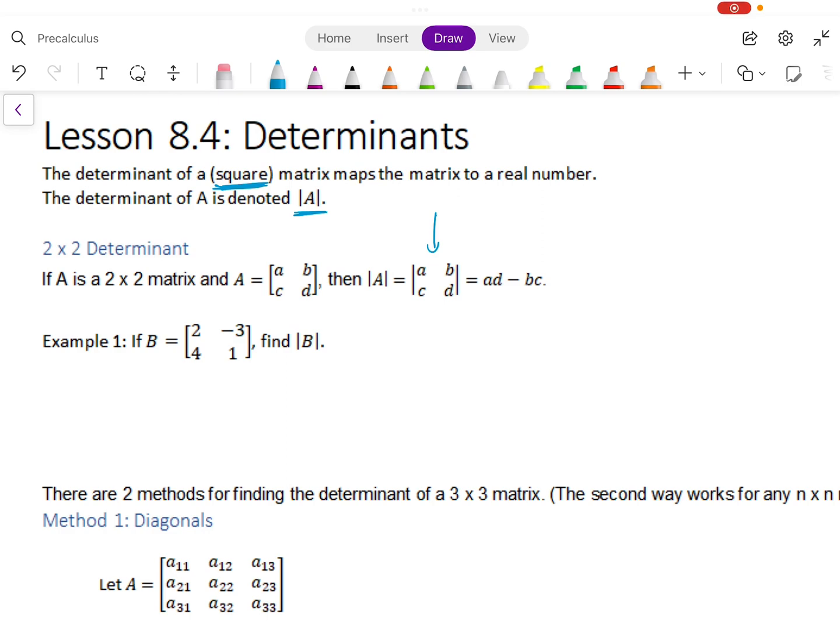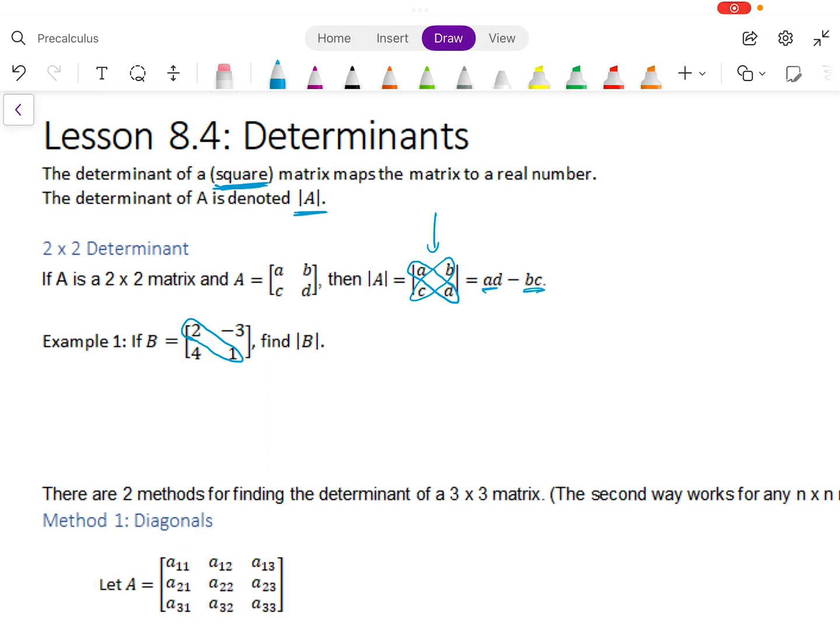This says if A is a 2 by 2 matrix and A equals A, B, C, D, then the determinant of A, which is the determinant of A, B, C, D, simply equals AD minus BC. And now what you'll notice here, this is A times D minus B times C. So nice and simple. You multiply the ones in the diagonals, and then you subtract. So you always do this main diagonal first, which is the left to right.